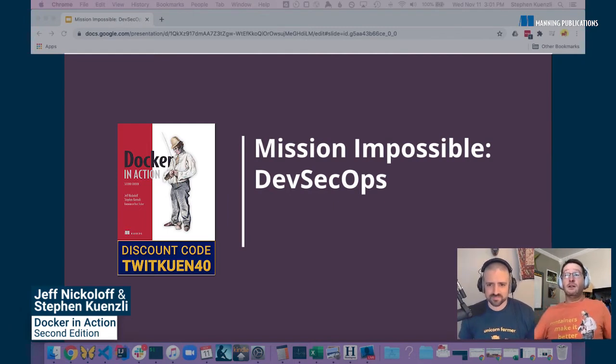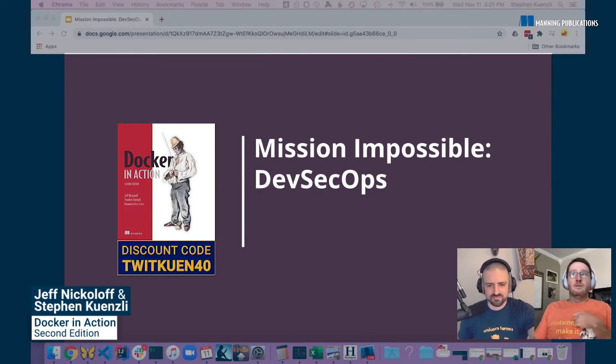Aside from Docker in Action in our illustrious container escapades, I am the founder of K9 Security and help people integrate security into their delivery processes. So that's one of the big reasons I want to share DevSecOps stuff with you today. Jeff, why don't you say hello and introduce yourself?